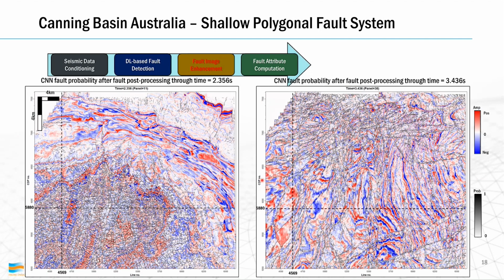I would also like to show this time slice. One is on the left, through the polygonal fault system, and one is a little bit deeper, which goes through the major fault system. Using the Paradise software, we can nicely delineate those faults, no matter whether it's a small polygonal fault or the major fault.